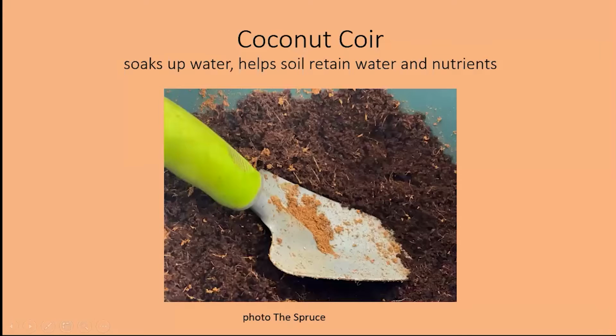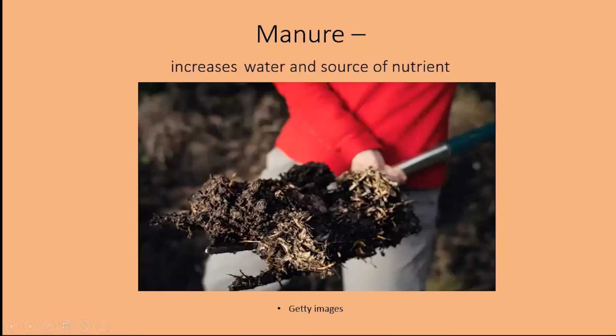So you may be able to substitute in small amounts, perhaps in your containers or your raised beds, the use of coconut coir because it will help with soaking up water and helps retain water as well as the nutrients. Here's one that we're all very familiar with. This is a time-honored soil amendment as well as partial fertilizer. Manure can increase water and is a source of nutrients.